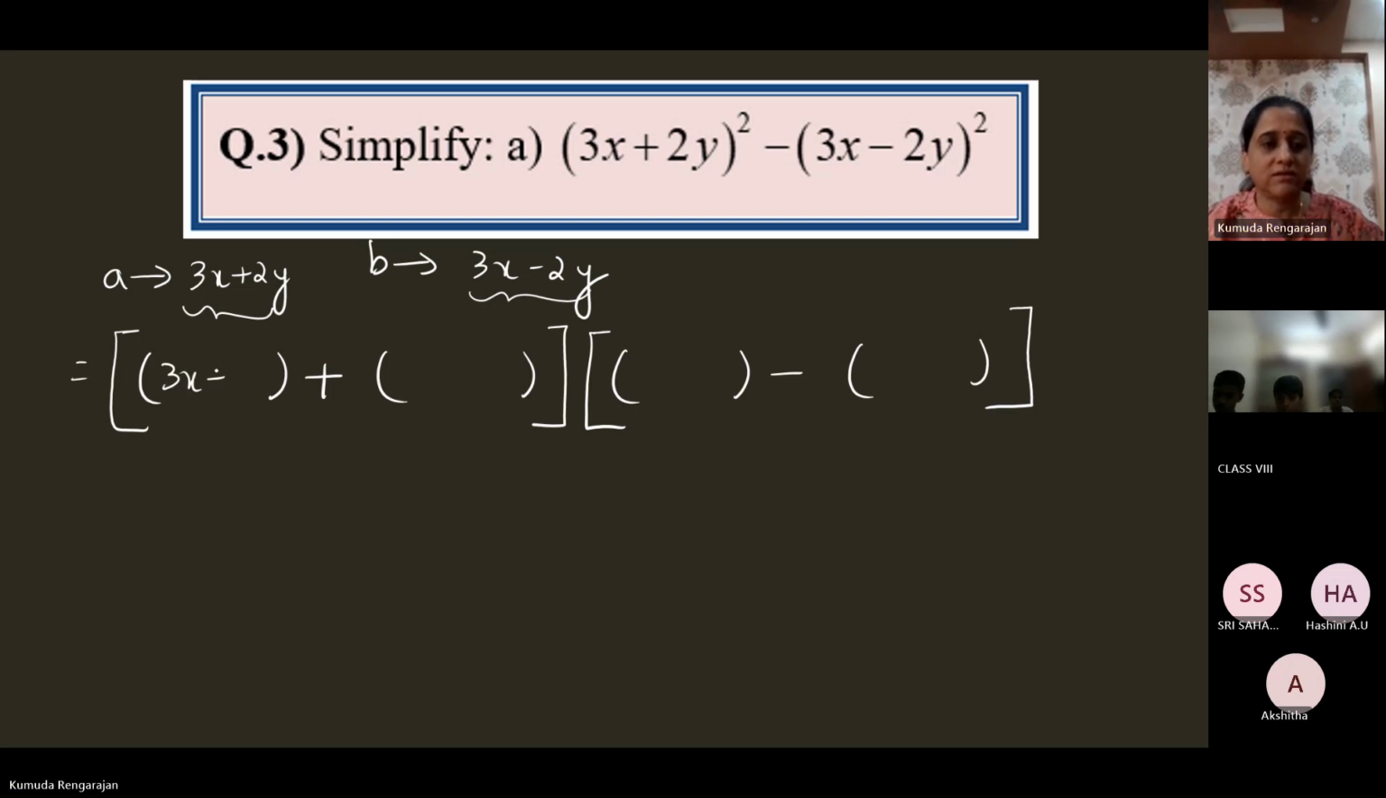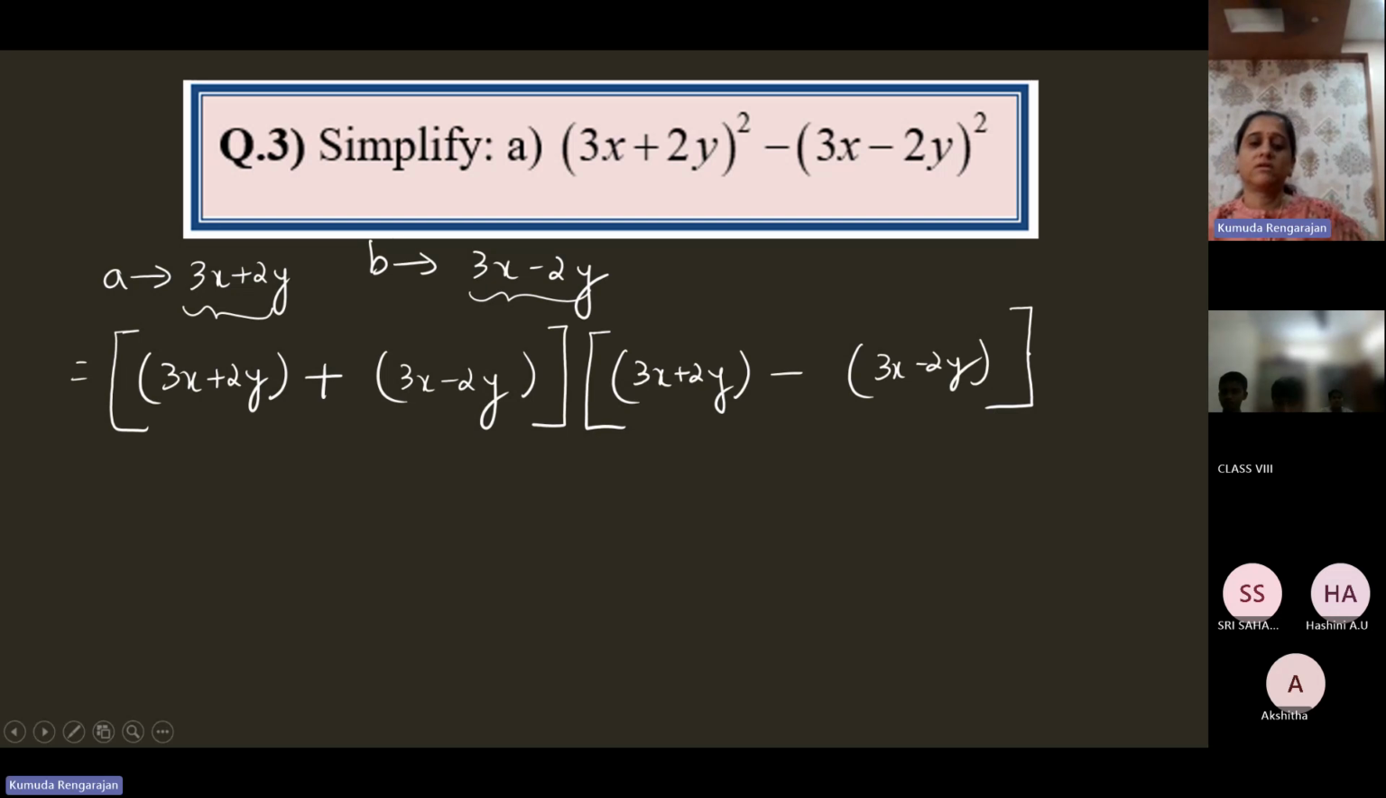A, plus B, into A, minus B. That's all. Now it's just simplification. We've used the identity. Now it's just simplification.